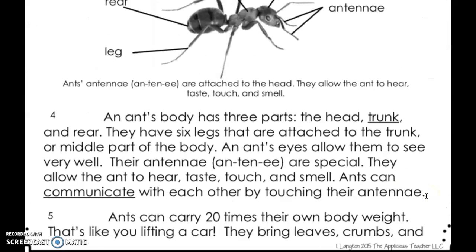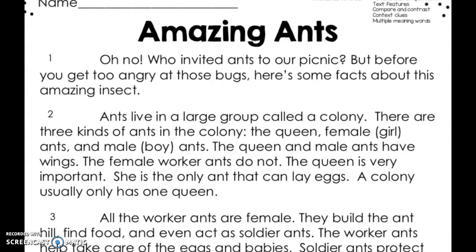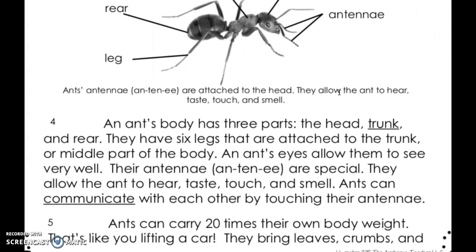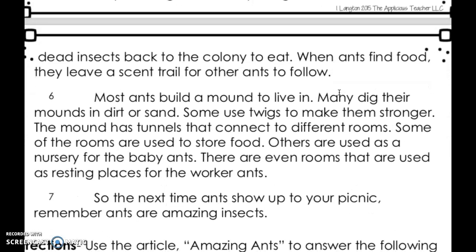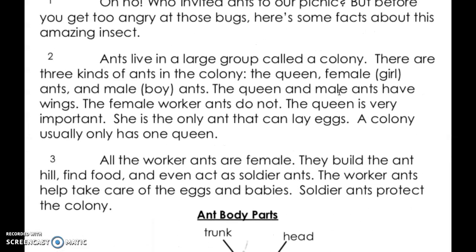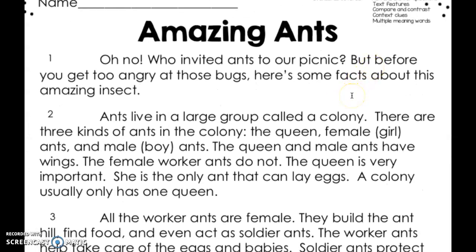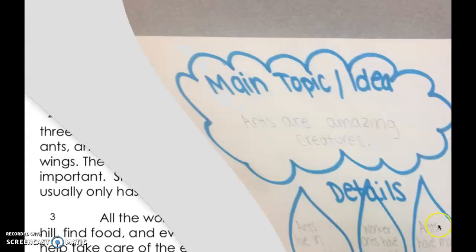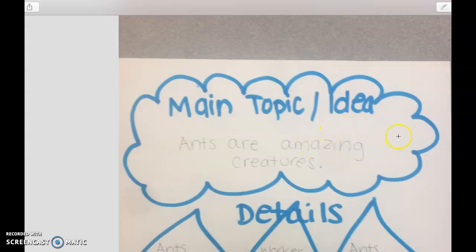So let's go back and think about what the main topic could be. If the title says Amazing Ants, the first paragraph talks about how ants are amazing, and the rest of the paragraphs talk about ways that ants are amazing. Then the main topic or main idea must mean that ants are amazing creatures or insects. So that's what the entire text is about. So on my chart, where it says the main topic idea, I could put something like, ants are amazing creatures, because this is what the text was mostly about while I was reading.